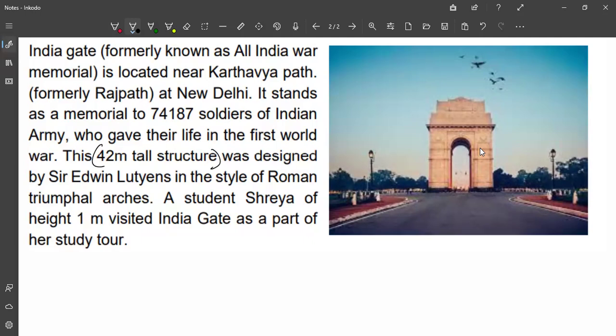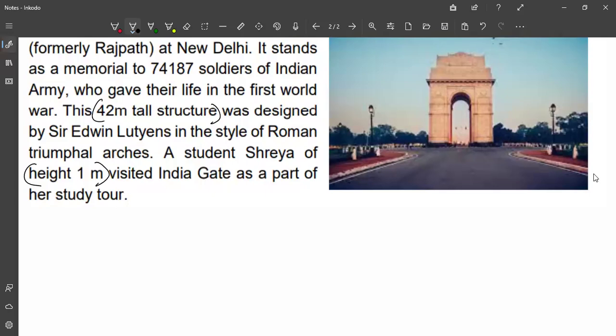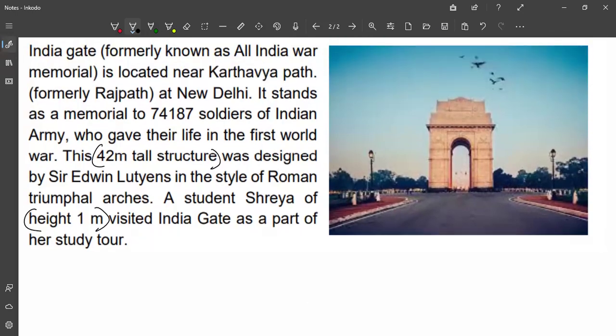So this 42-meter tall structure was designed by so-and-so, which does not matter. A student named Shreya, that also does not matter. Here, the height of the student matters. The height is 1 meter. She observes the India Gate. So we'll look for more information. The angle of elevation is not given. We'll look at the first question here.